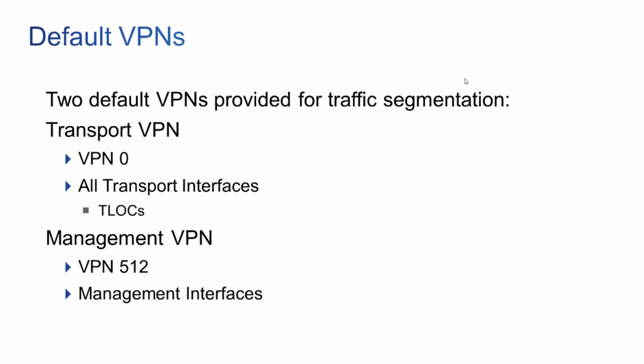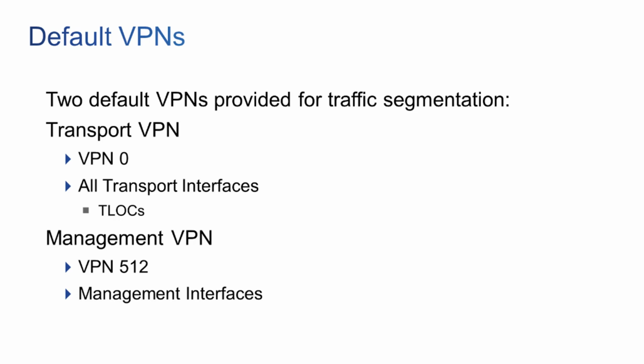Conversely, VPN 512 is our management VPN. It carries all of the out-of-band network management traffic between all of the different devices in the overlay network. This one is actually configured and enabled by default. We can modify the configurations of this VPN, again, by modifying the templates. Now, to segment the networks and user traffic locally, we would use any of those other VPNs, which are the VPNs that are not VPN 0 and VPN 512.